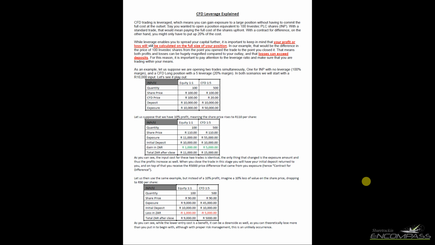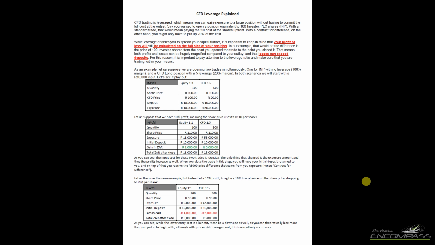500 times 110 gives you 55,000 for the exposure at the end of your CFD trade. Your initial deposit on both sides was the same. But remember, on equity, you bought the shares with those 10,000 Rand. It wasn't actually just a deposit. You actually paid that money to, let's say, Standard Bank to buy those shares from them and own them. Whereas on the CFD side, that is just a deposit, and they have effectively been holding on to that deposit amount the entire time that you've been trading.